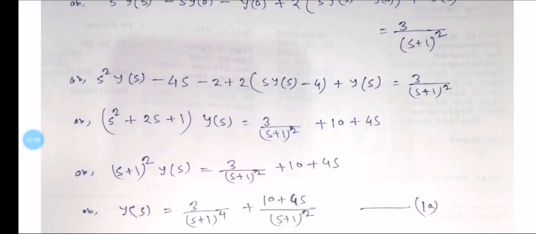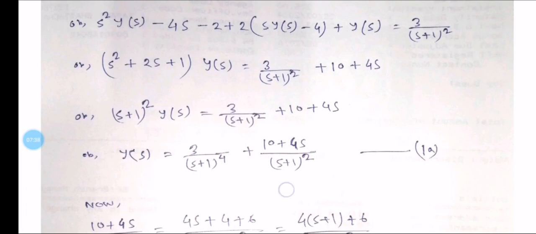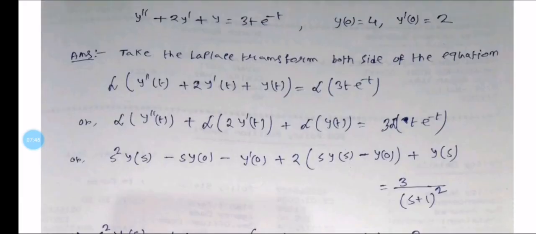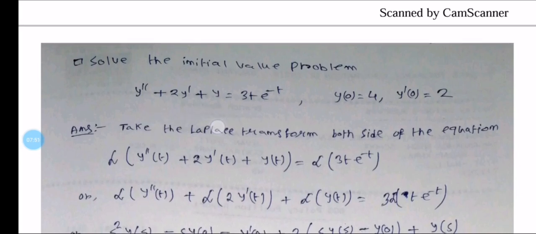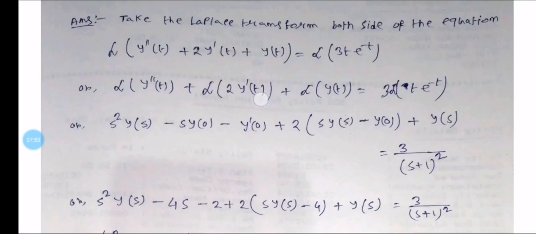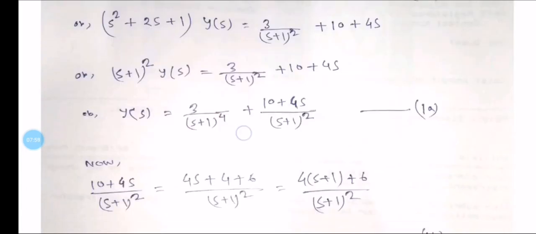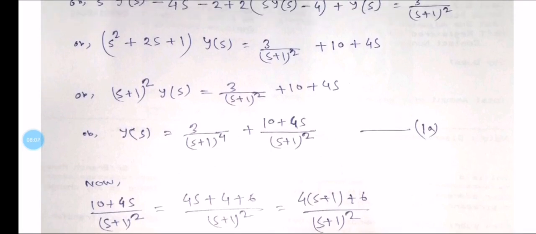So finally after calculation we will get y of s equal to this. This is the Laplace transformation solution, because y of s is the Laplace transformation of y of t of this differential equation. Now we need to find the value of y of t, because y of s is not the solution of this equation, the solution is y of t. So we have to take the inverse Laplace transformation of both sides. Basically we need to find the inverse Laplace transformation of these two terms.